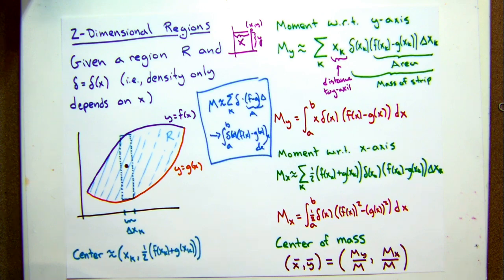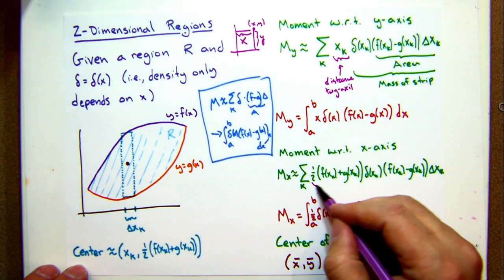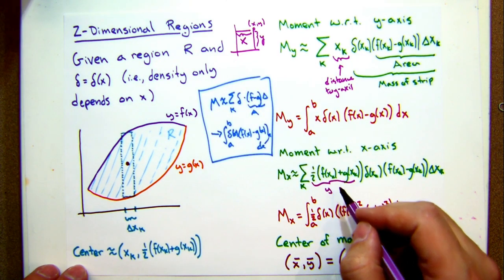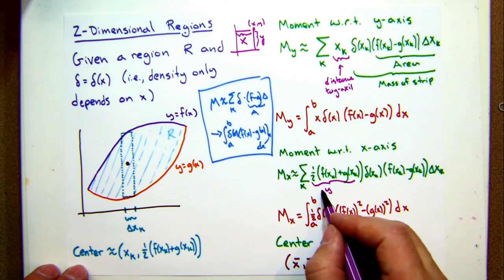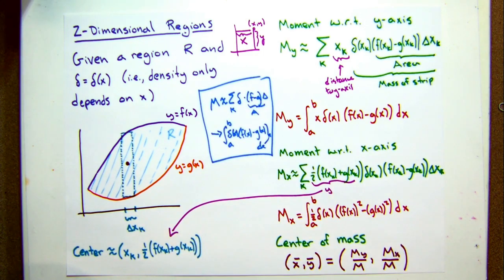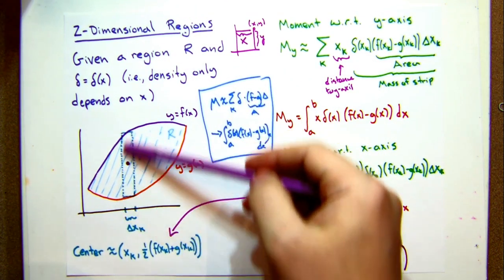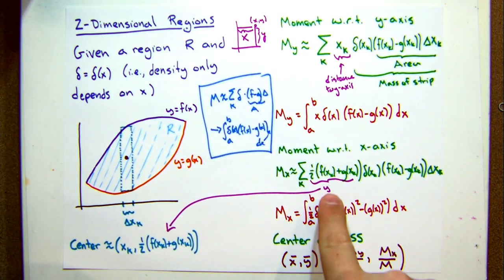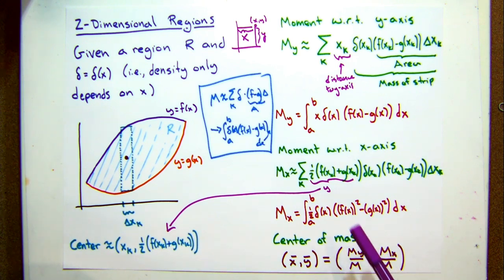So when I talk about the moment with respect to the x-axis, I need to figure out how far I am from the x-axis. Now here's where it gets a little bit subtle. You might say, aha, this part should be y. And it is. Why? Because I'm thinking about where that center point is at. The center point is the halfway point. So that's the y coordinate, that is 1/2 f plus g.